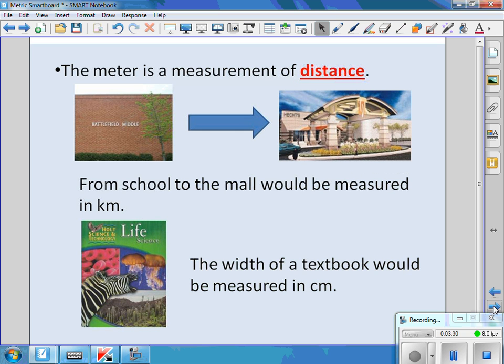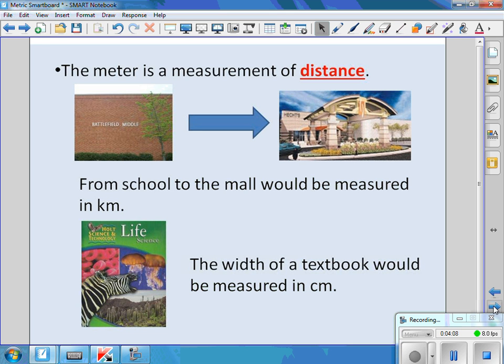A meter is a measurement of distance, and 1 meter is just over 3 feet long. When we're measuring distance, we're seeing how far from point A to point B. So in the top picture, that's a drawing of the front of the mall. If we were going to measure from here to the mall, we don't want to use a meter that's just over 3 feet long. We're going to use something called a kilometer, and it's roughly about 5 kilometers away, which would be about 5,000 meter sticks away.